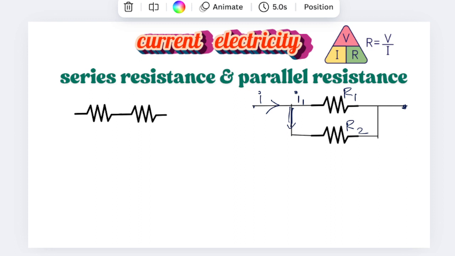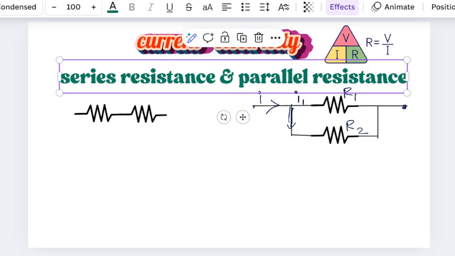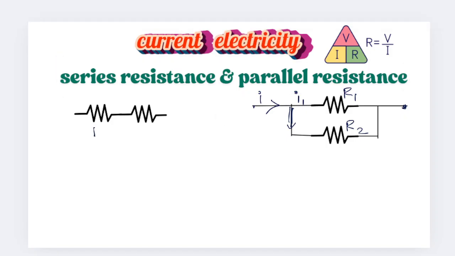Supposing a question, they are giving resistances R1, R2. How do we find out whether they are in series or in parallel? There are certain points you need to consider. Suppose here it is a series resistance. It's connected R1, R2, with resistances R1 and R2.